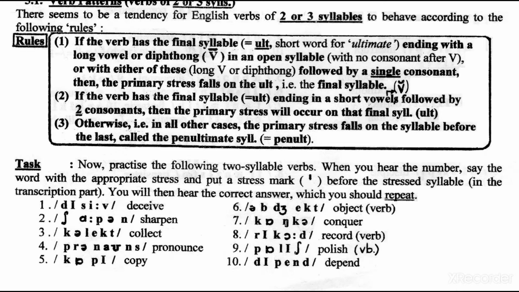Number 6. The verb to object. So where is the stress? The stress is on the alt, that is the last one, the first from the end. Why? Because we have used rule 1B. What do we have here? We have a short vowel followed by 2 consonants. We have A followed by K and T. That's why it's 1B on the alt.